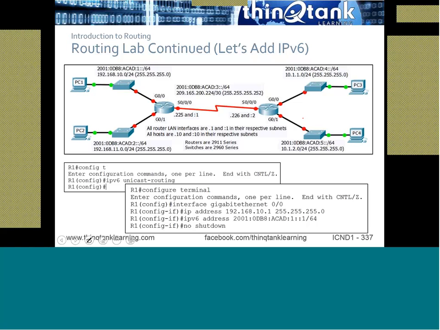Now, the reason that we're doing this is because we want to make sure that you guys have a good understanding of not only how we do things in IPv4, but also how we do things in IPv6. Very important concept. All right? Excellent, Mike.